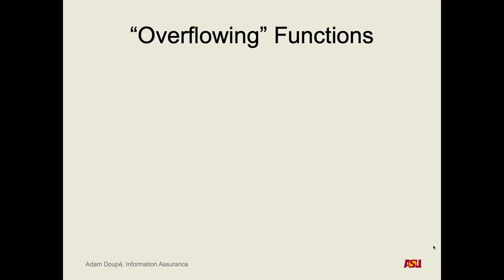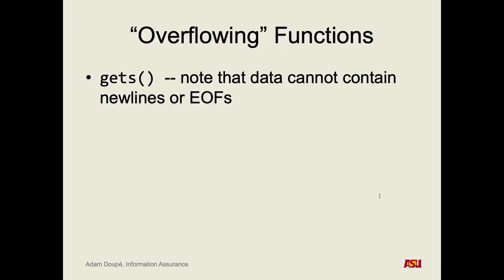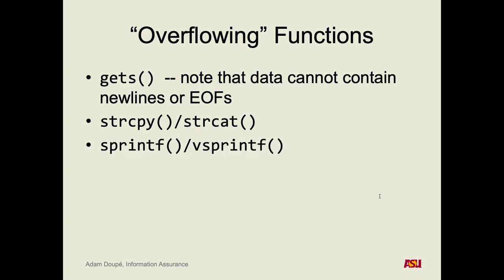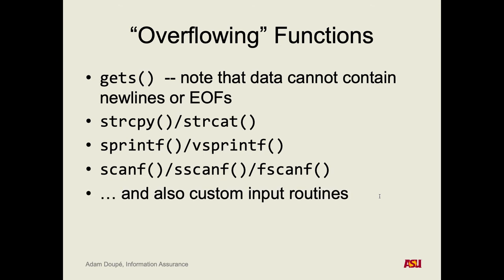But first, I want to talk about different types of functions that are essentially vulnerable by default. Specifically gets. gets reads from standard input until it gets to, I believe, a new line, and sends that into a buffer, but it has literally no bounds on how much it copies. This is a 100% dangerous function. It is literally impossible to use gets safely, because you can't tell gets how many characters to copy. Others are string copy, string cat, sprintf, so printing into a string, scanf, and custom input routines.